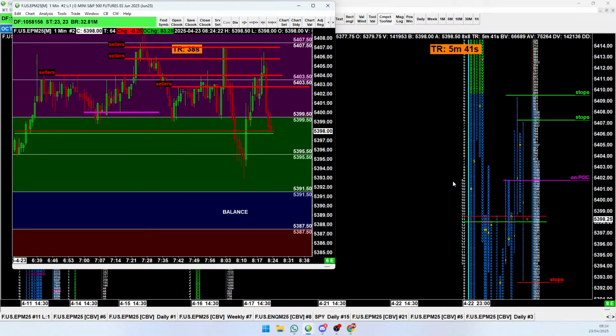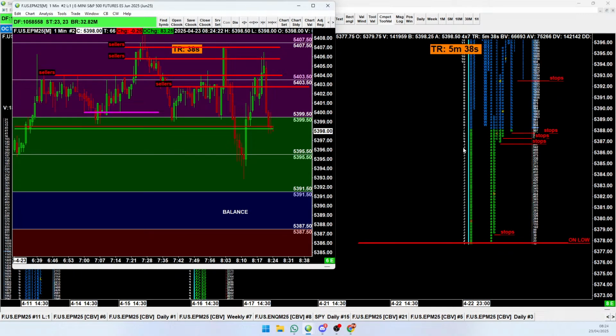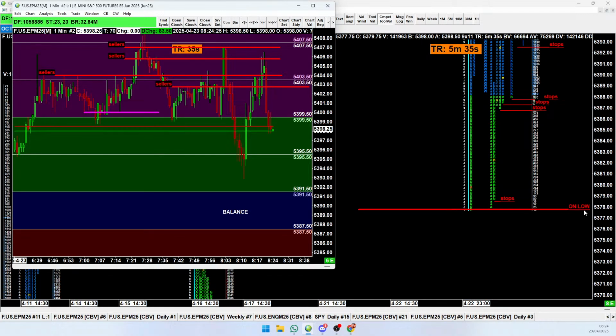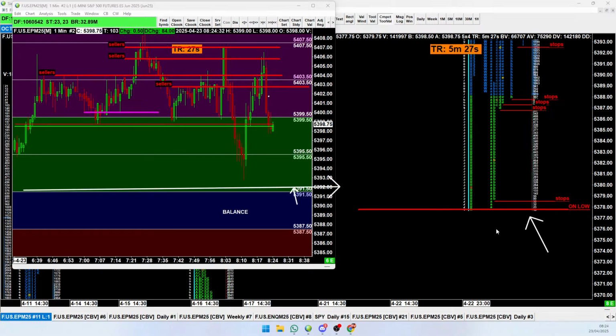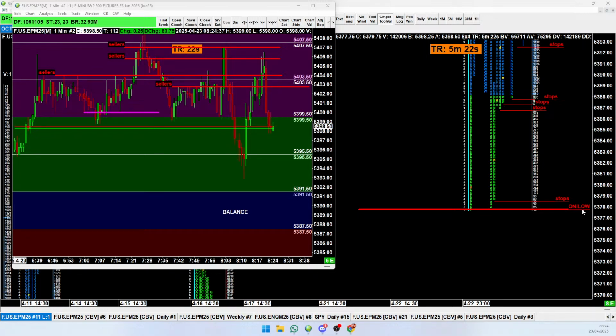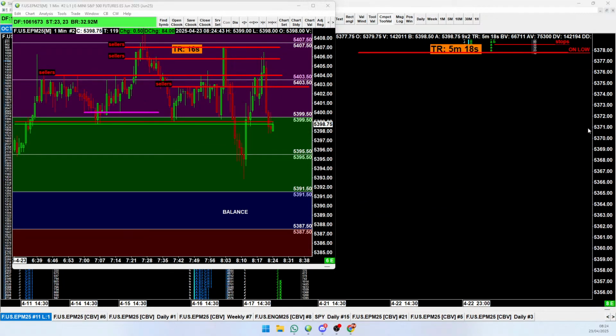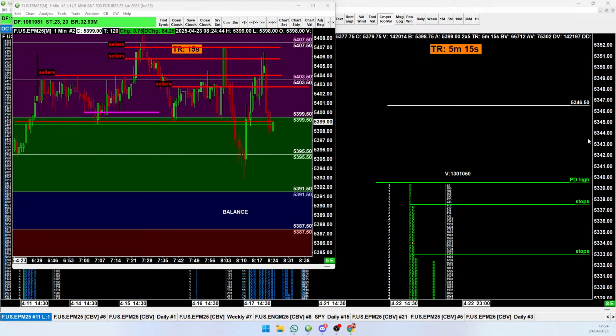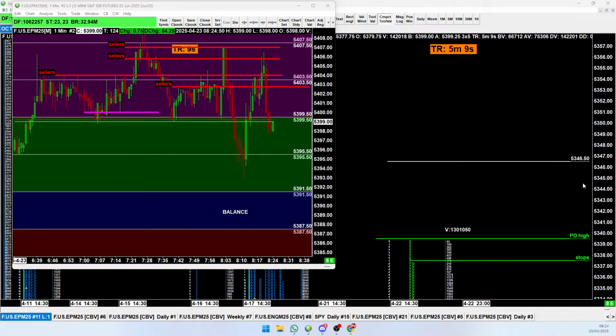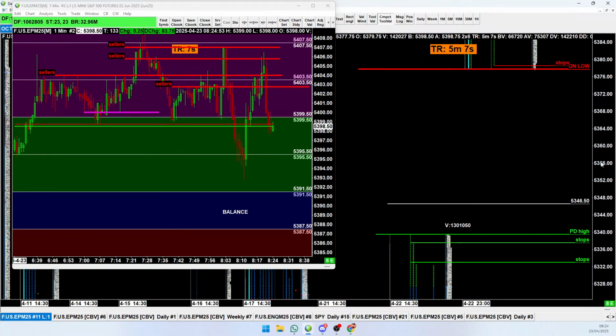And through the day, here's a big level for you: that overnight low, this 53.78. Keep your eye on that because that is the gateway to the gap. So if we break 78, we'll start going down. The gap fill is all the way down at 53.39 and a half. So that's a big, big gap.